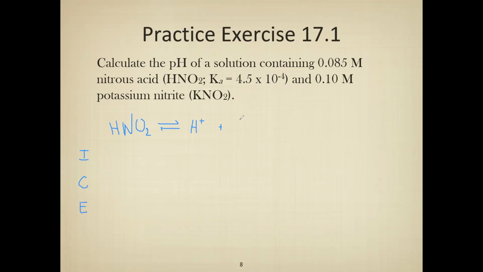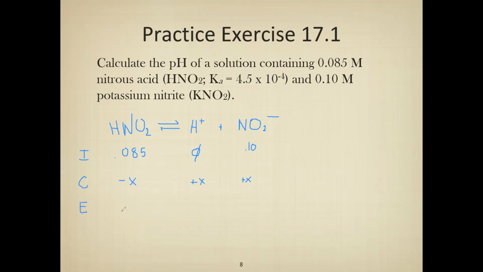But we're going to have this dissociation reaction, because that nitrous acid is going to be a weak acid. So when we look at the initial concentration of HNO2, it's just going to be that 0.085. And in this case, we're not going to have any of the hydrogen ion initially, but we are going to have 0.10 molar of the nitrite ion. And then when we think about the change here, still going to be negative X for that reactant, positive X for each of the products.